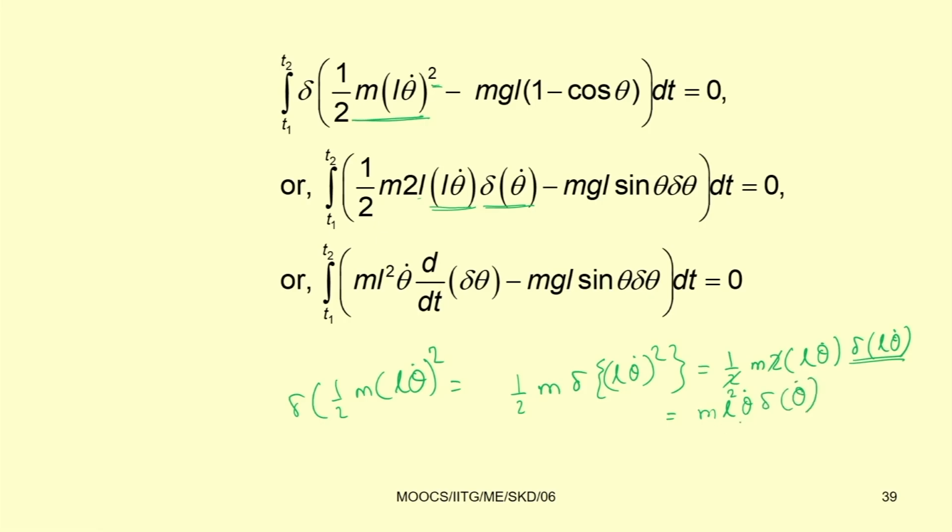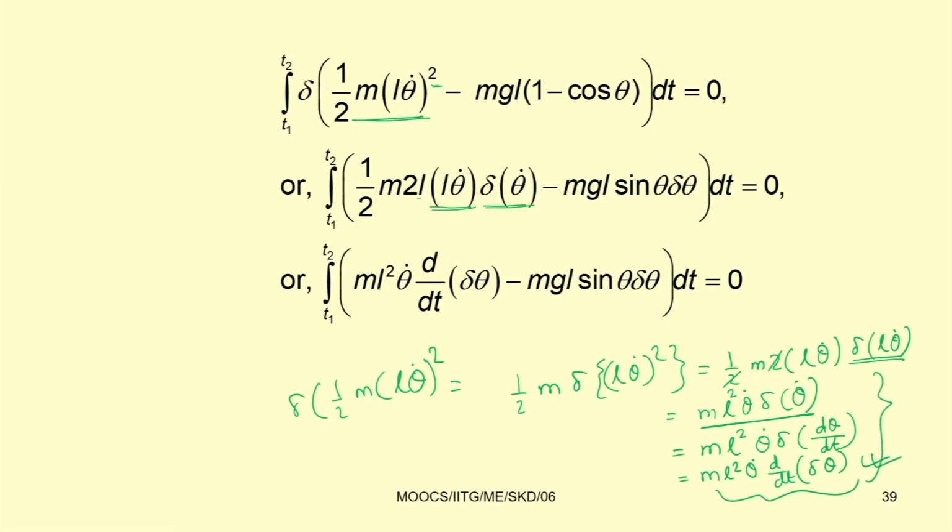Here is the trick you have to play. Expanding this part, we write m L squared theta dot, and del theta dot we write this way: theta dot is nothing but d theta by dt, so you can exchange these operations and write this equal to m L squared theta dot into d by dt of del theta. This is the trick you have to play so that you can derive this equation easily.